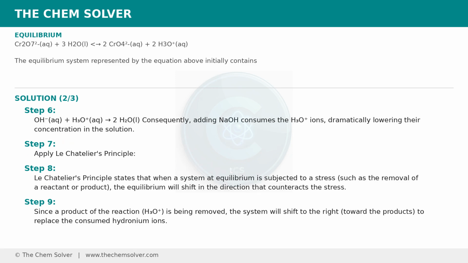OH- plus H3O+ gives 2H2O. Consequently, adding NaOH consumes the H3O+ ions, dramatically lowering their concentration in the solution.